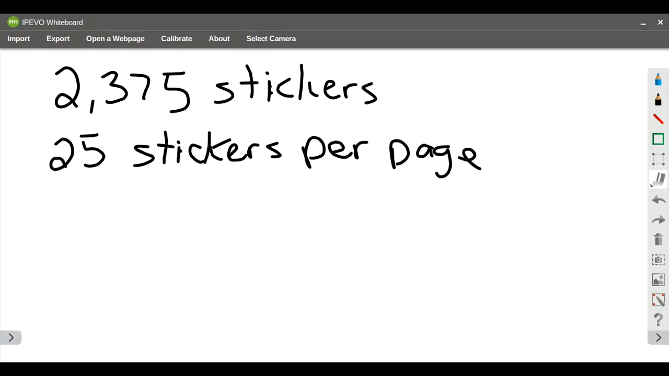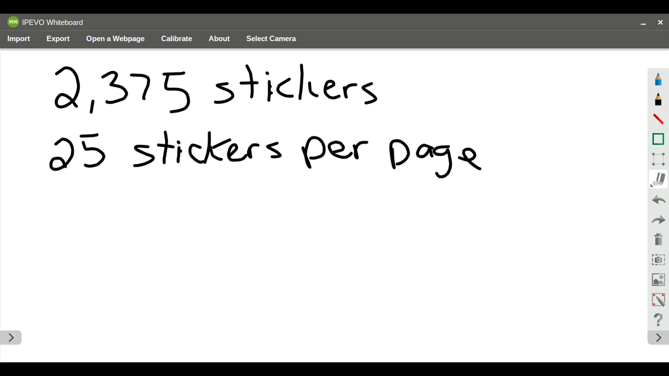So in today's lesson, we are going to take our work with the division algorithm and apply it within algebraic equations. On the problem on page 298, it says Helen has 2,375 stickers. She wants to put them in an album. Each page in the album can hold 25 stickers. How many pages P can she fill?